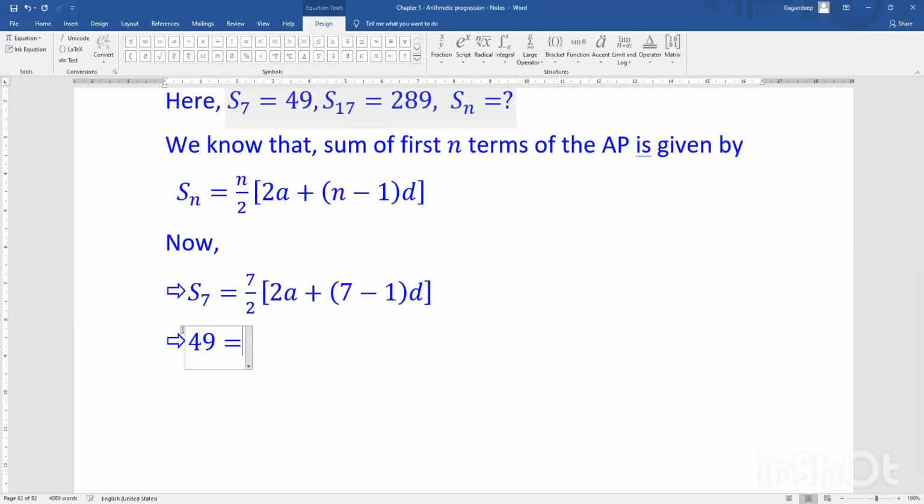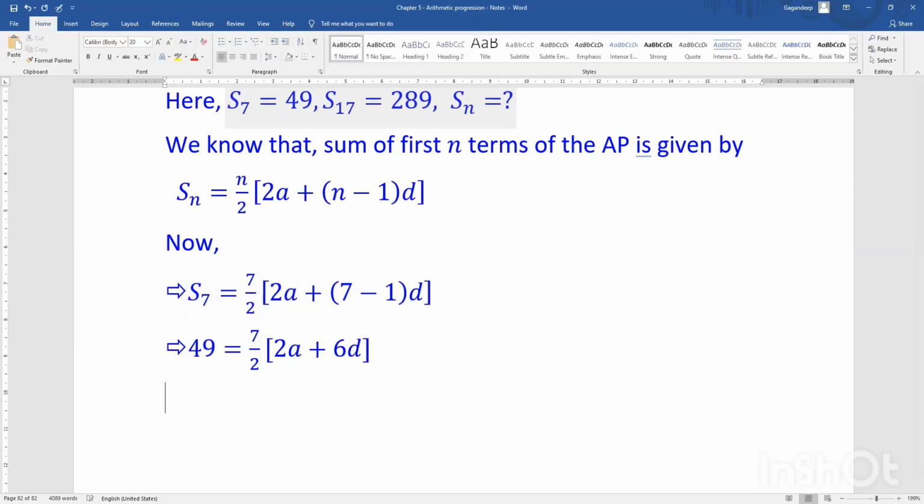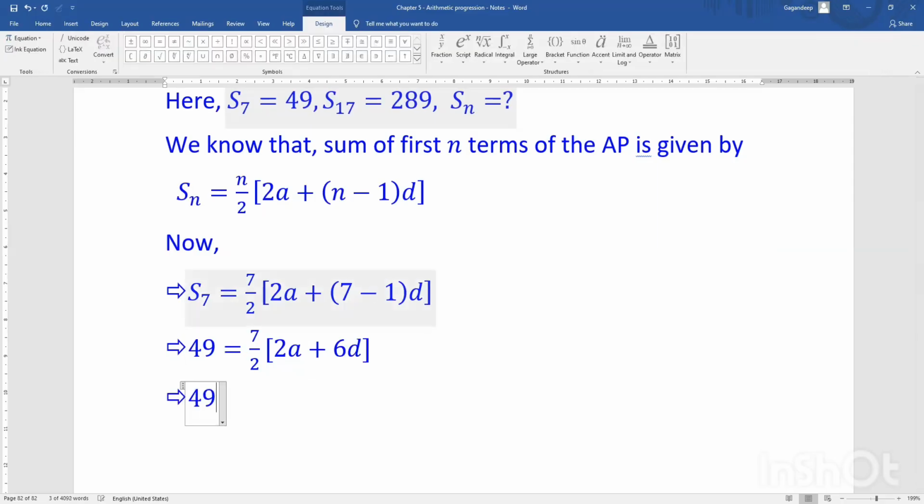Okay. Next, I write S7 as 49. So 49 equals 7 by 2 into 2a plus 7 minus 1, 7 minus 1 is 6, 6d bracket close. Okay. And then in my next step, I write it as 49 equals 7 by 2. Okay. See here, observe what I do. I just write here into, then 2a and 6d, I can take out 2 as common. So I write 2 common, bracket open, a plus 3d. Okay.